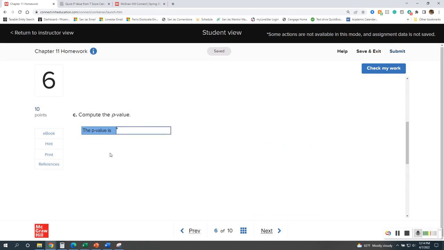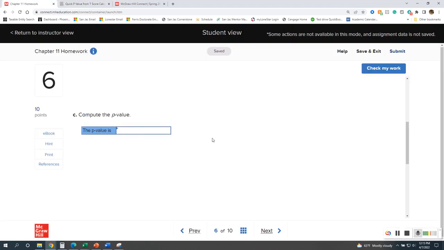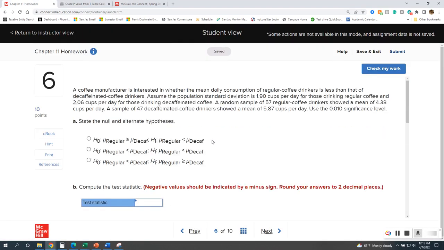And again, another compute the p-value. So this little website's going to be our fun. Okay, so a coffee manufacturer is interested in whether the mean daily consumption of regular coffee drinkers is less than that of decaffeinated coffee drinkers.